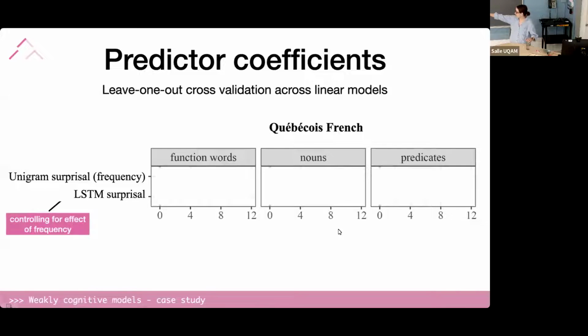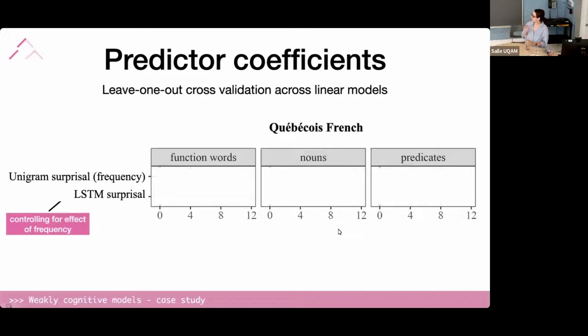On the x-axis, this is just the coefficients. So really we want to see whether or not they're positive or different from 0. And then on the y-axis, we have our LSTM surprisal. LSTM is a type of language model, and we've done this with a bunch of different language models. And then we also have unigram surprisal. So this is basically frequency, just log transformed, and we change the sign on it.